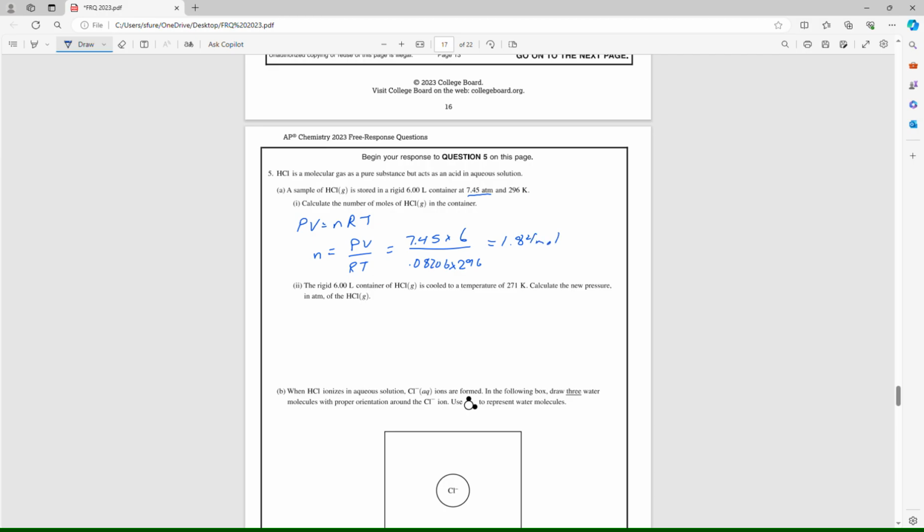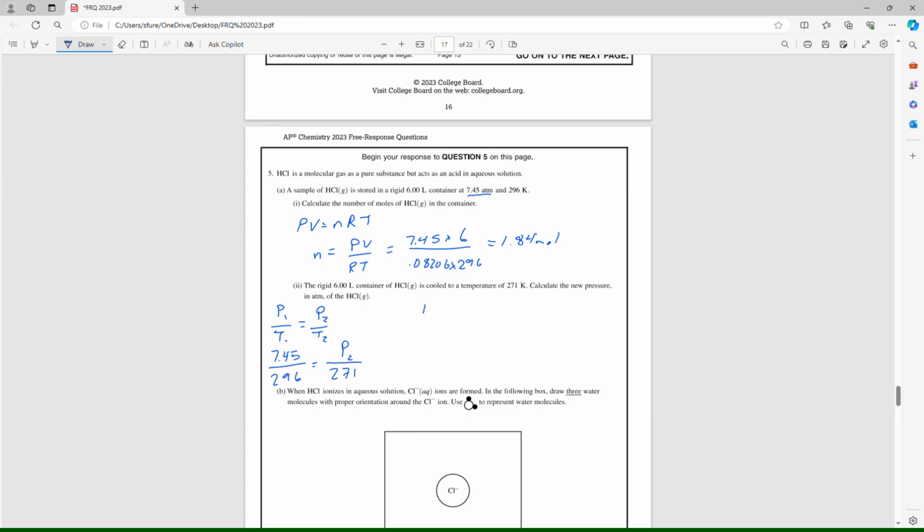Part 2, the rigid 6-liter container is cooled to this temperature. Calculate the new pressure. There's 2 ways you could do this. We could do the classic P1 over T1 equals P2 over T2. So P1 is our initial pressure, 7.45. Our initial temperature is 296. And our new temperature is 271. So it would be over 271, and we'd be solving for P2.